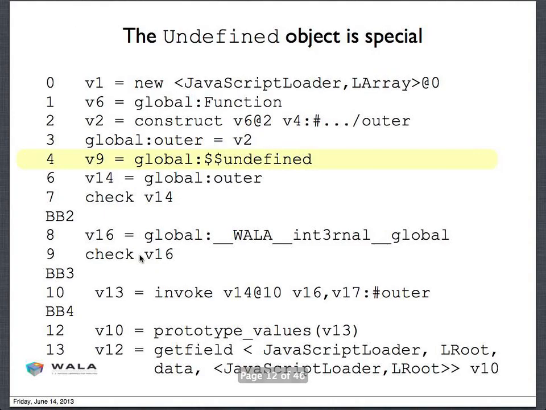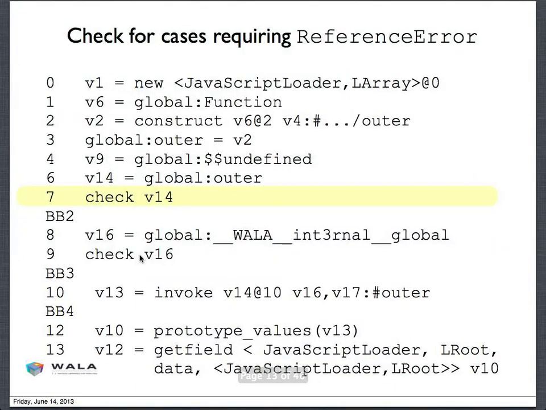Now, the next thing is the undefined object is special. Why do we use this funny name for it, $undefined? It turns out that people who write JavaScript code, for reasons best known and probably best kept to themselves, decide to override the real name of undefined, and in order to access undefined when we need it, we have to give it a special name. Now in the next section, 6, we're reading the global function outer.